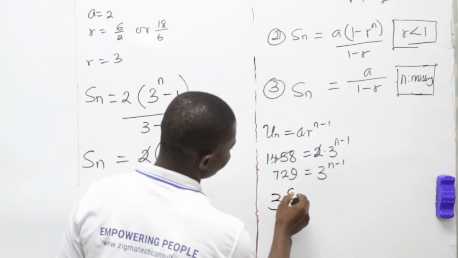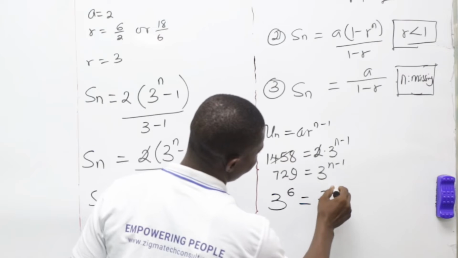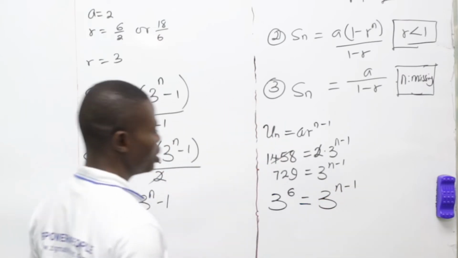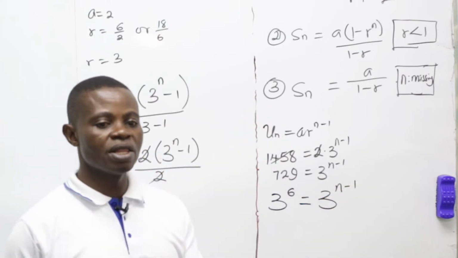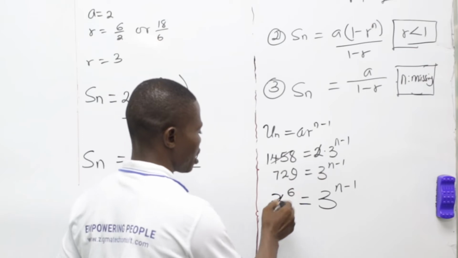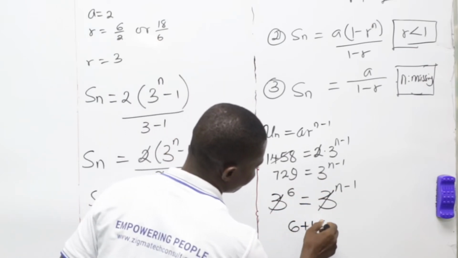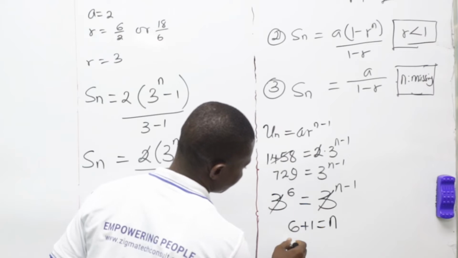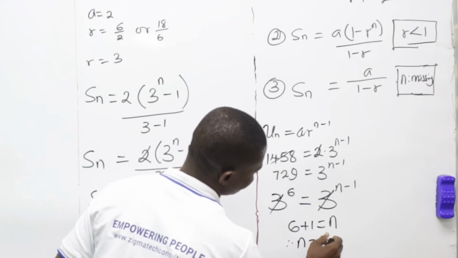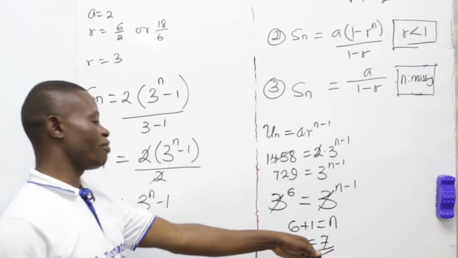3 raised to the power 6 equals 3 raised to the power n minus 1. According to indices, when the bases are equal, the powers can be equated. Therefore, 6 plus 1 equals n. Hence, n equals 7. You can see that we have n now.